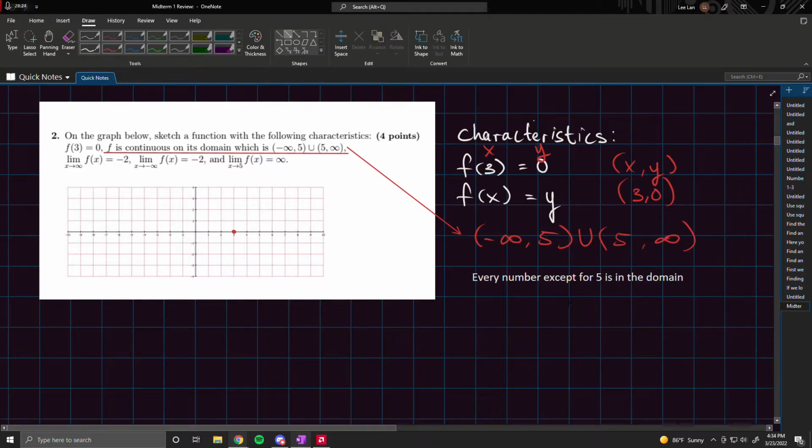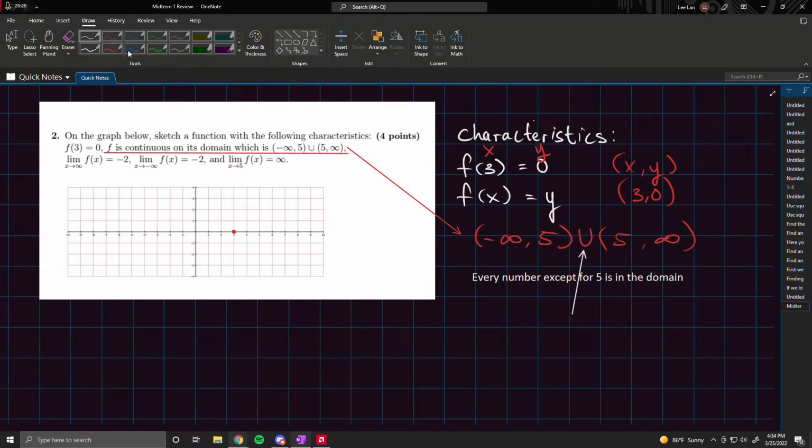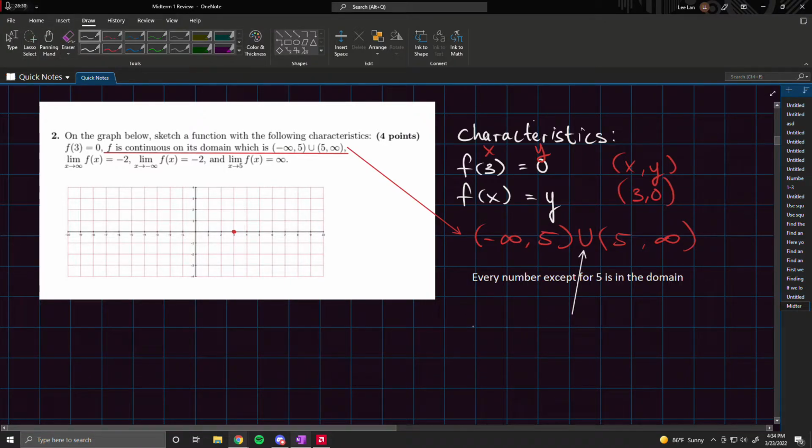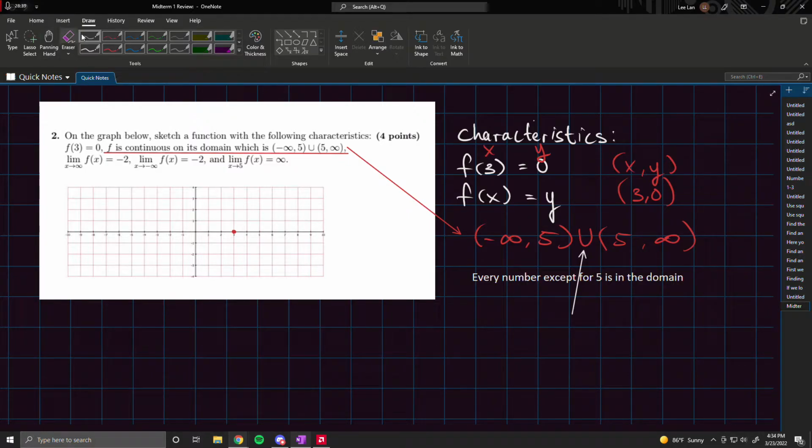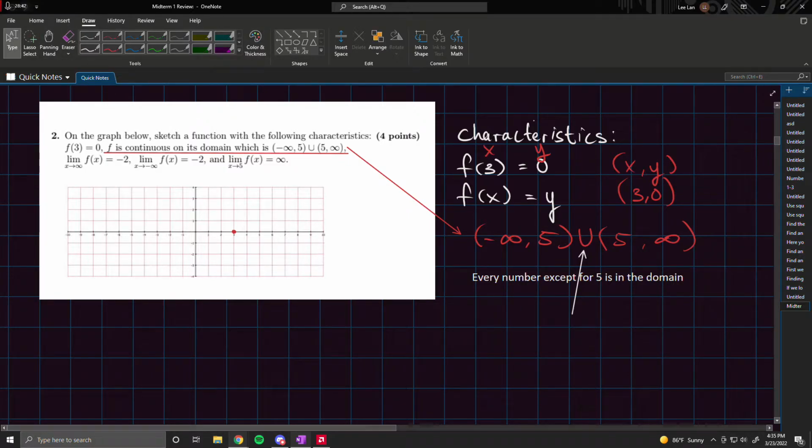Another thing I've had a student ask me about is, what does this U mean? I like to think of it as kind of like glue. I can stick two different intervals together. It's kind of like "and". So negative infinity to 5 and 5 to infinity. So basically this means every number except for 5 is in the domain.